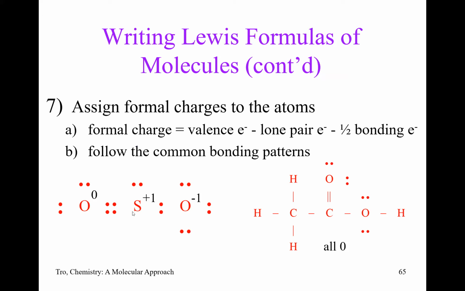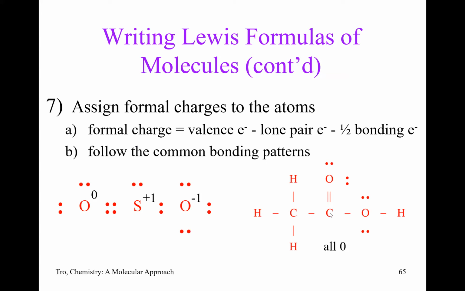Okay, so here's just the one we just did, right? SO2. Now let's take a look at this molecule. This is acetic acid or vinegar. Right, the hydrogens all are forming 1 bond. This carbon here, 4 bonds, that's all normal.